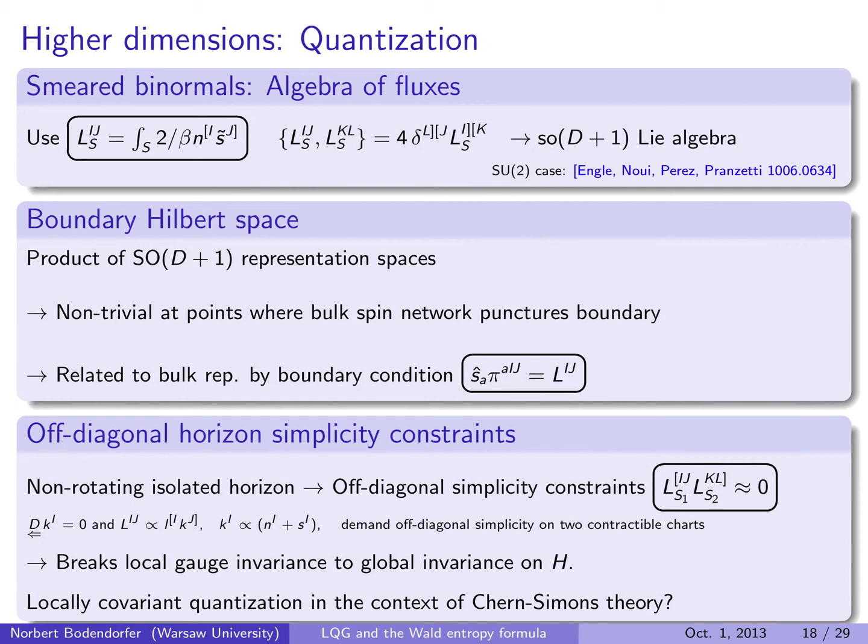So this is actually similar to something which was already observed in the SU(2) case by Engle, Noui, Perez, and Pranzetti, who said that you could also use the triad or a flux as a variable on the boundary, and they also have this SU(2) algebra.